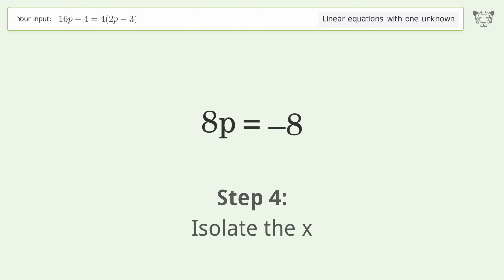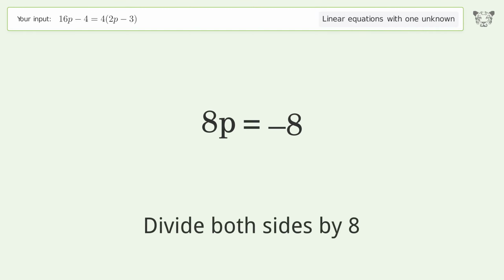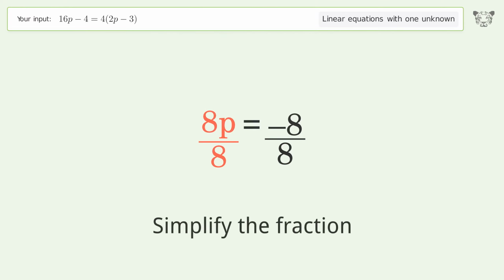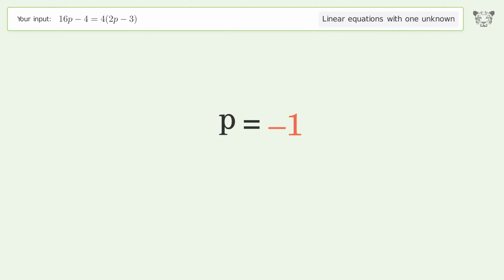Isolate the x. Divide both sides by 8. Simplify the fraction. And so the final result is p equals -1.